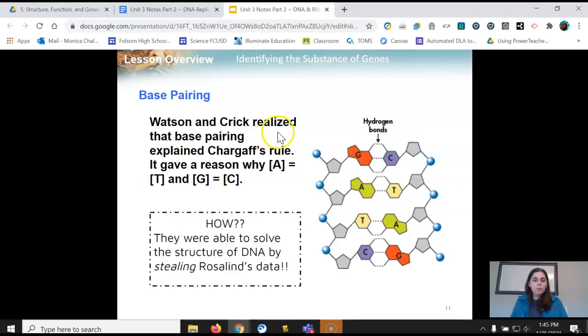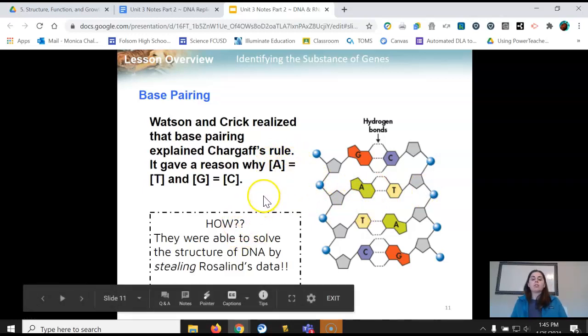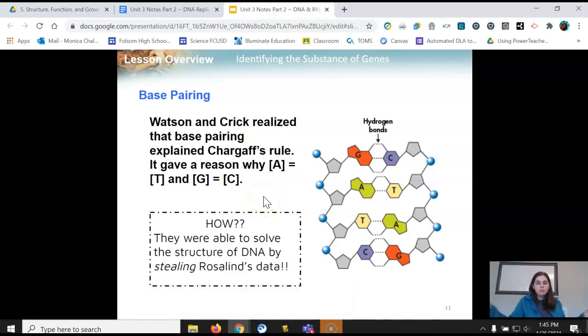So Watson and Crick realized that base pairing explained Chargaff's rule, and it gave a reason for why A and T percentages or concentrations, these brackets mean concentrations, equal each other. So they were able to solve the structure of DNA by stealing Rosalind's photo and information, and then using Chargaff's rule to help explain everything. Okay.